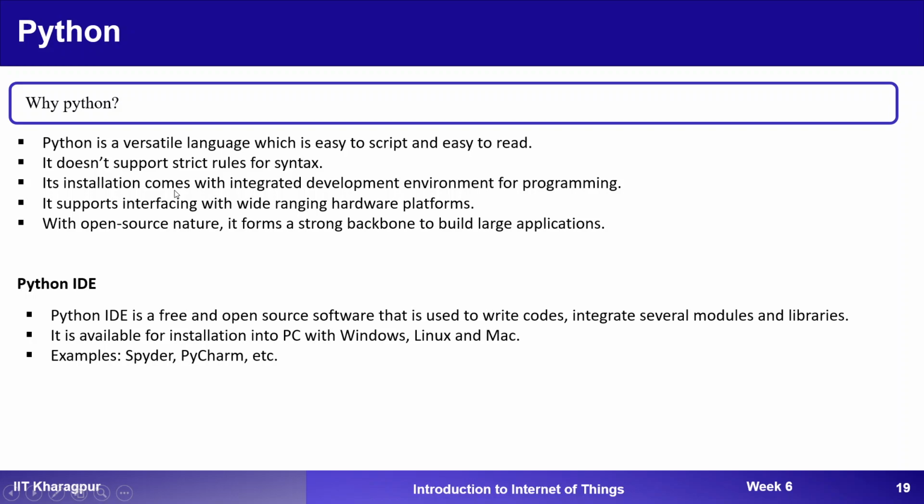So why do we have to learn Python? The first point is, Python is a versatile language which is easy to script and easy to read. It does not have strict rules for syntax. For example, in C and C++ programming languages, there are strict syntax rules. However, in Python, there are no such strict syntax rules.